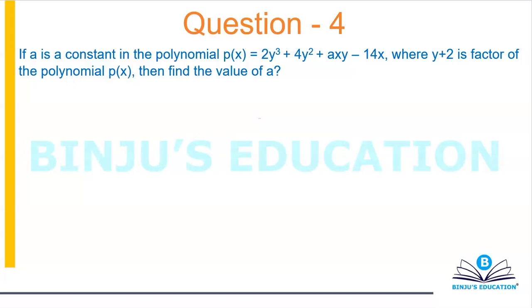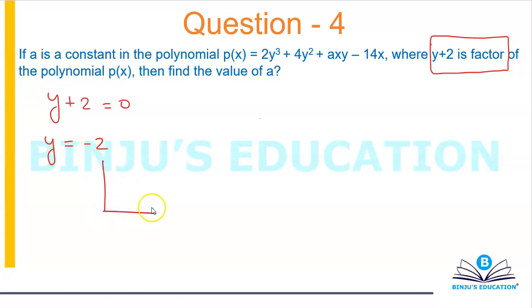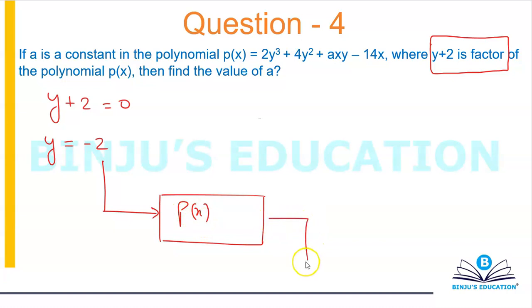All right, let's solve this one. If a is a constant in the polynomial given to us where y plus 2 is a factor of the polynomial, then find the value of a. Again, it's saying that y plus 2 is a factor. That means when we provide an input value of y is equal to -2 in this polynomial, then my output is 0, or my remainder is 0.